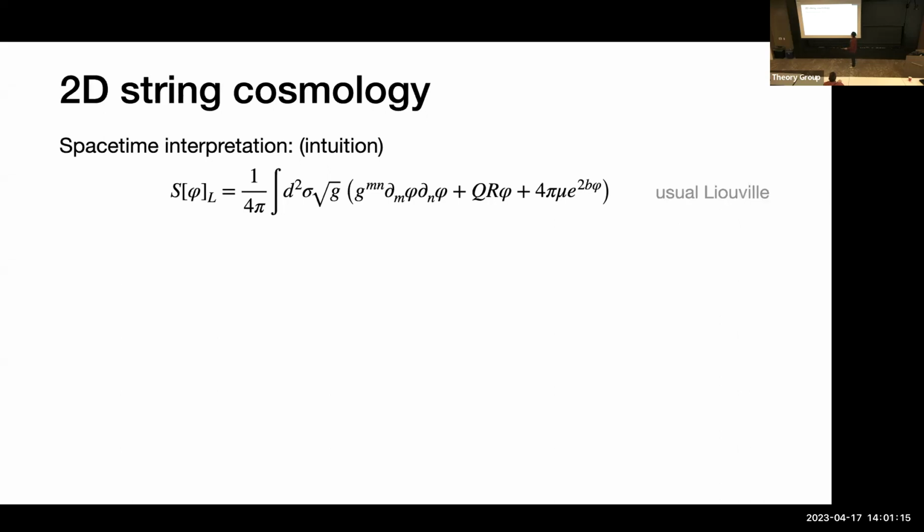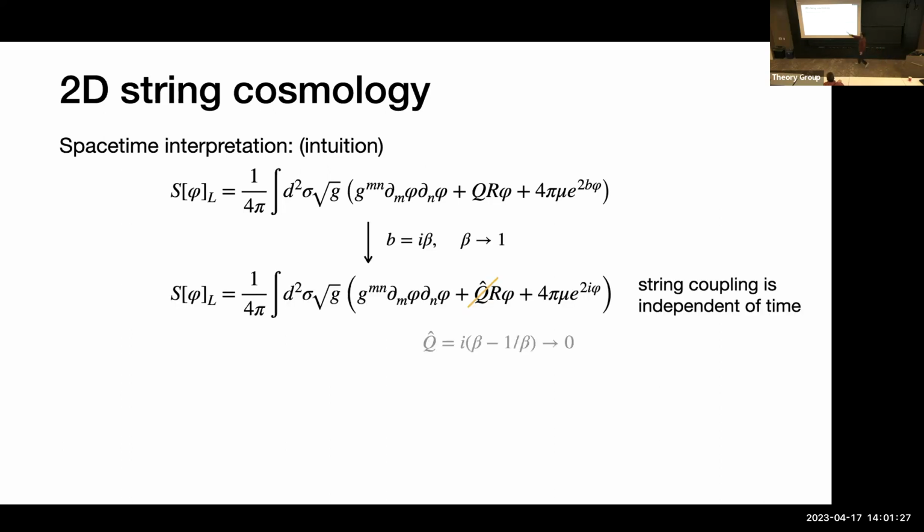Okay, but let's go back to just the semi-classical action to get a feel for what's going on in spacetime. So here I wrote down again the Liouville action for this curly phi, and let's see what we're doing morally. Now the next step is to continue to b equals i, except put a beta here, but beta is 1. So in particular, as we already mentioned, this Q hat is 0. We still have this piece, of course. So one feature of this is that the string coupling still depends on where you are in space, but at least it doesn't depend on time. It's time independent. That's a feature of this model, thanks to this precise value.